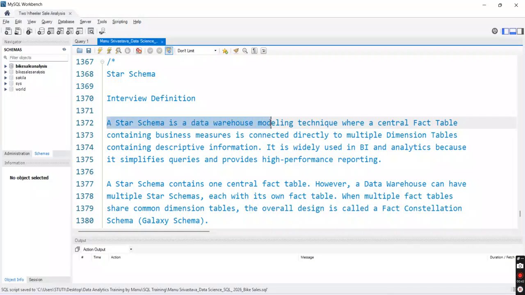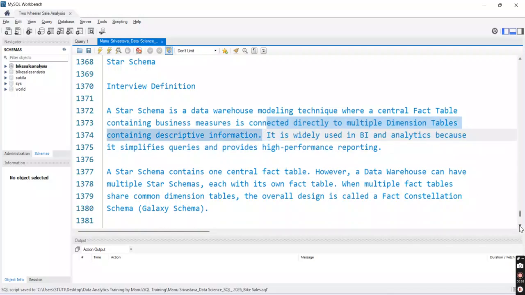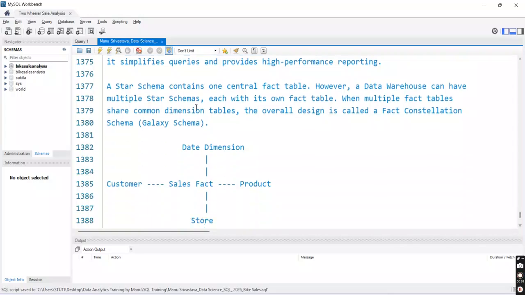The star schema is a data warehouse modeling technique where a central fact table containing business measures is connected directly to multiple dimension tables containing descriptive information. So what does this mean? You also have to remember a star schema contains one central fact table. However, in a real business model, a data warehouse can have multiple star schemas, each with its own fact table. When multiple fact tables share common dimension tables, the overall design is called the fact constellation or galaxy schema.